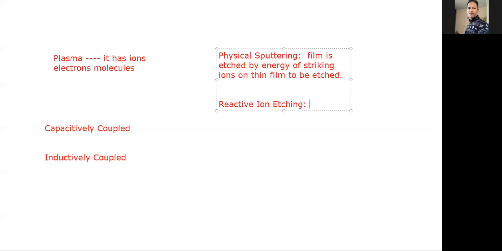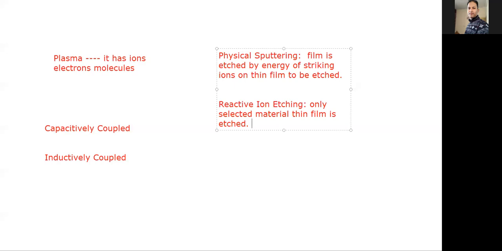The mechanism is similar to physical sputtering, but because it has some reactive element also, etching is dependent on the chemistry of your reactive agents with the thin film. So not all types of thin film will be removed, but only a selected material thin film is removed.